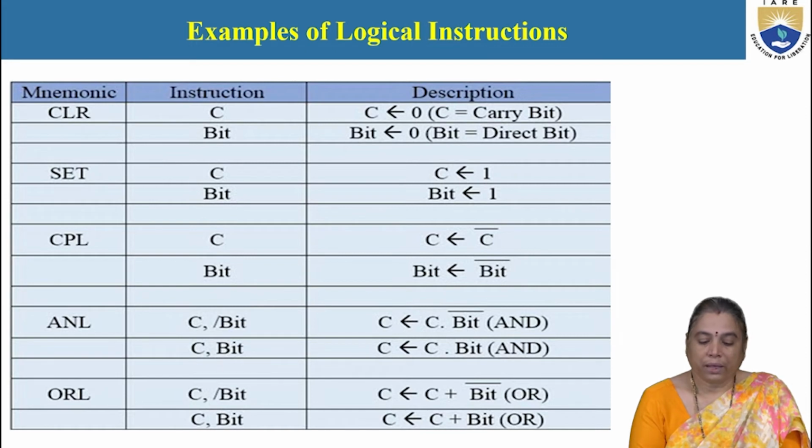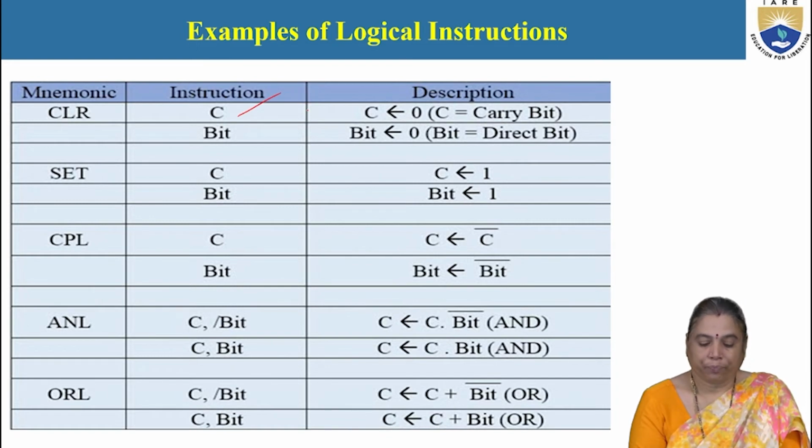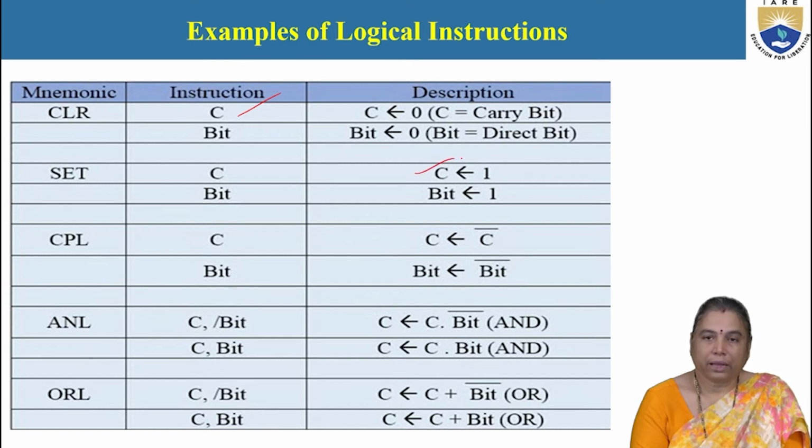Now how to apply them? So here CLR C means the carry bit can be stored with a 0. SETB C means the carry bit can be set with a value 1. CPL means the complement value can be stored in the carry bit.